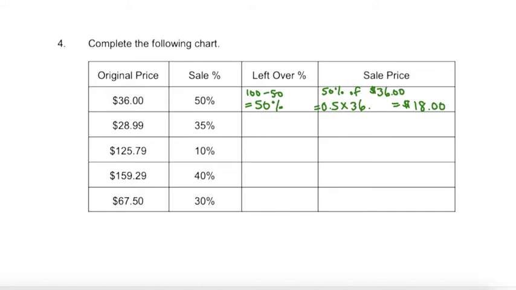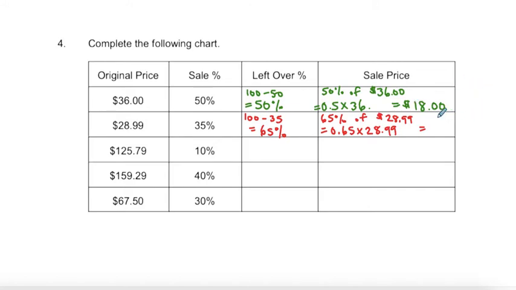For the next one, my leftover percentage, I start with 100. It's a sale, so I'm subtracting 35%. And that gives me a leftover percentage of 65. So 65% is right there. In order to calculate the sale price, I need to find 65% of my original amount, which was $28.99. So that's the same as taking 0.65 and multiplying it by 28.99.